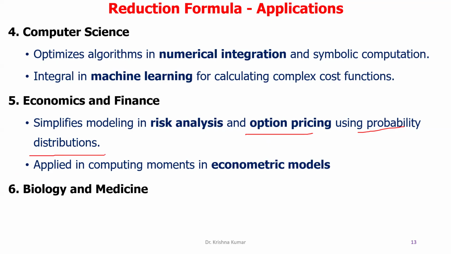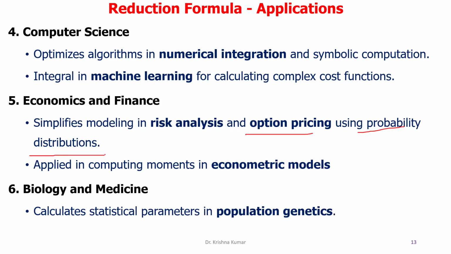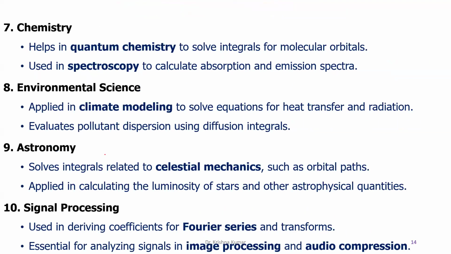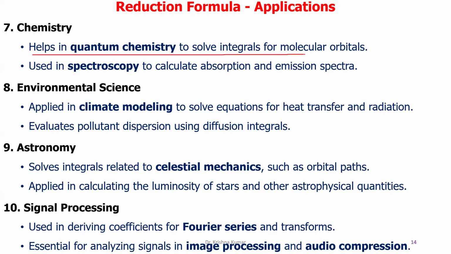Now, the sixth application is in biology and medicine. It calculates statistical parameters in population genetics, and it is also useful in pharmacokinetics for modeling drug absorption and elimination. Seventh is in chemistry. It helps in quantum chemistry to solve integrals for molecular orbitals. Also, it is used in spectroscopy to calculate absorption and emission spectra.